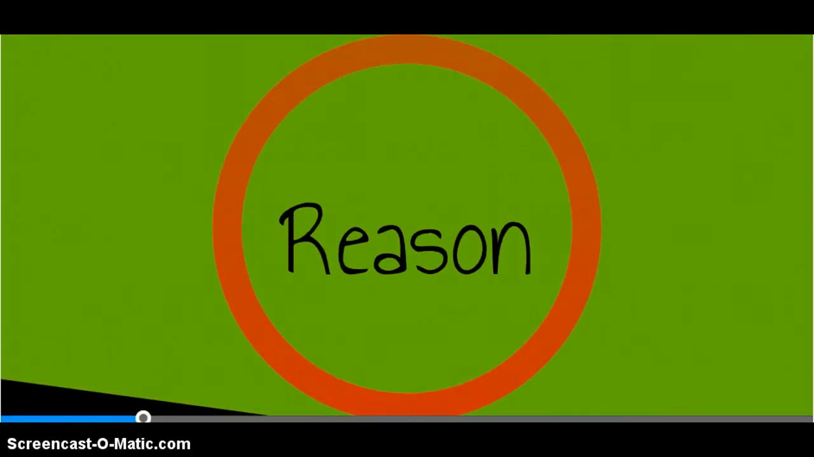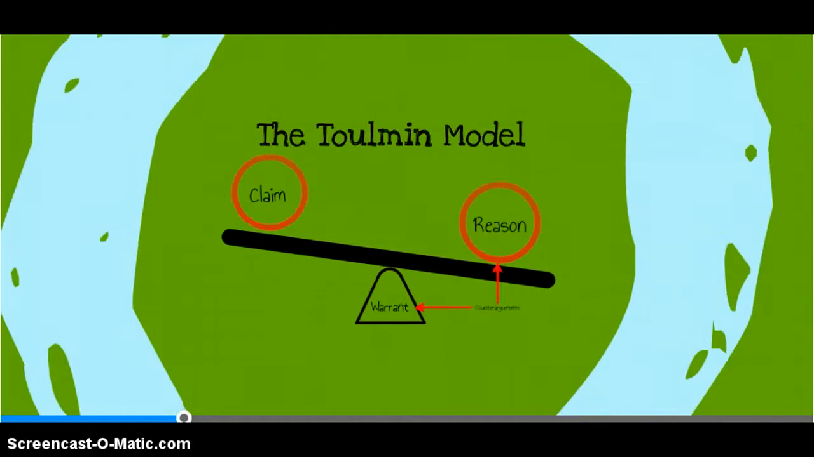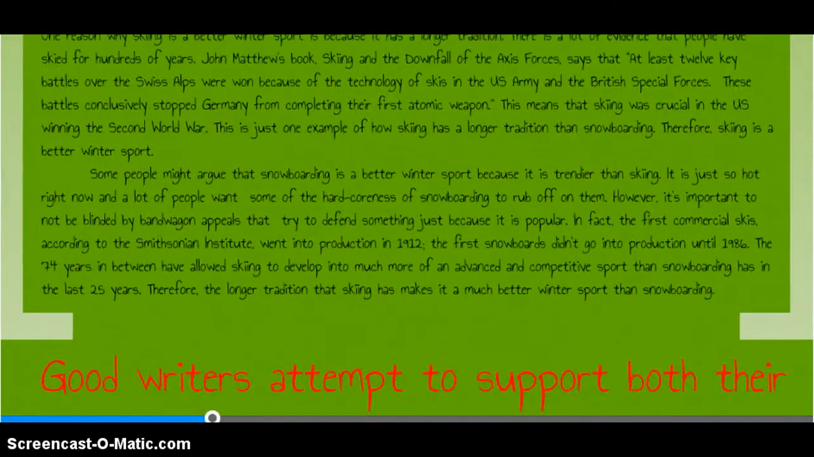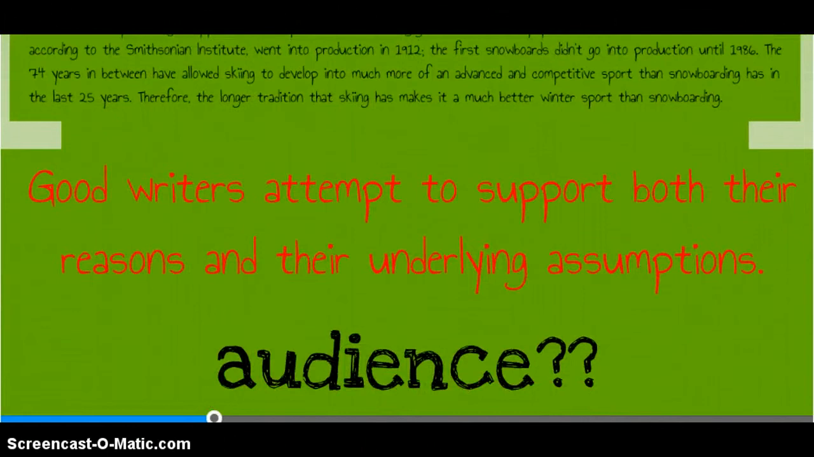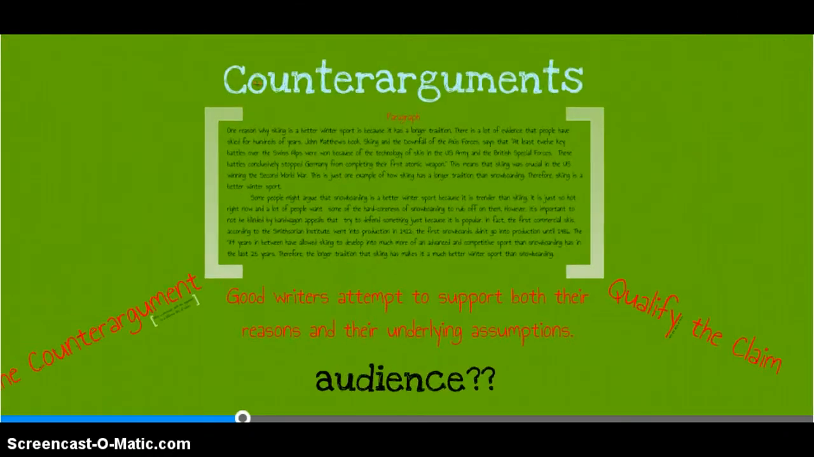Good writers use evidence to support their reasons and then, anticipating the reader's objection to their own underlying assumptions, summarize that objection and provide a response to it. Good writers attempt to support both their reasons and their underlying assumptions. To determine what objections might be raised in the minds of your readers, let your analysis of your audience be your guide. Be sure to understand their values so you can determine where those underlying assumptions might not be agreed upon.